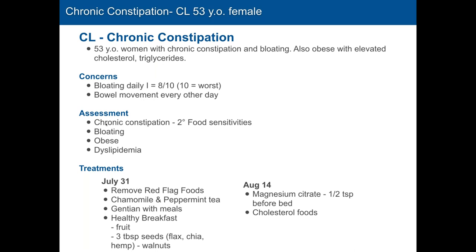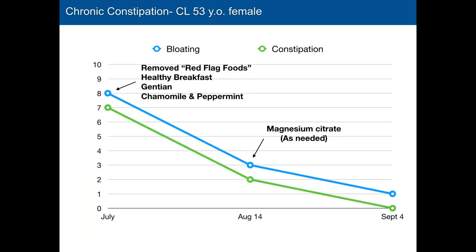So her assessment was chronic constipation. We assumed she had a food sensitivity was the main cause. That was causing the bloating just because she wasn't going to the washroom. She was overweight, so we know her diet's not great to begin with, and her cholesterol's off. So with her, the first week, we removed the red flag foods, gave her the healthy breakfast, so we gave her fiber with the healthy breakfast. We gave her gentian, a digestive bitter, and we said drink chamomile and peppermint tea when you're feeling bloated.